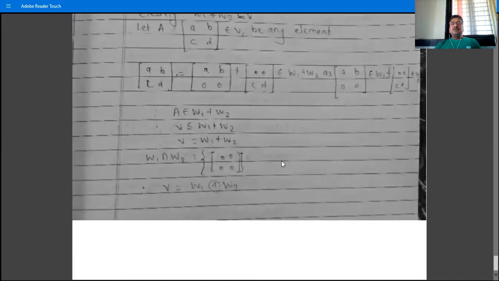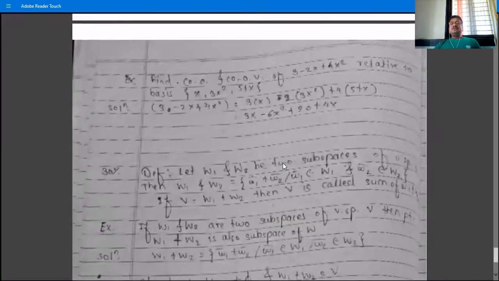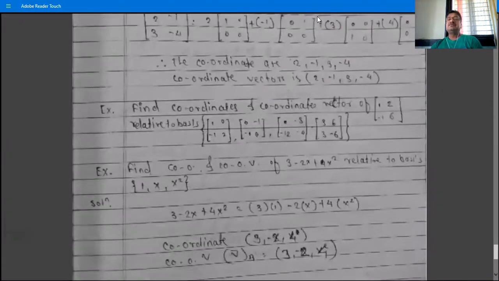So these are the examples on the subspace topic. Now this is about the coordinate and coordinate vectors, the topic coordinate and coordinate vector. So some exercises on this topic, exercises on the topic coordinate and coordinate vector.